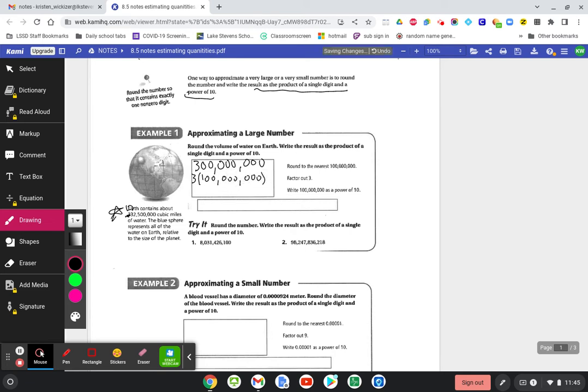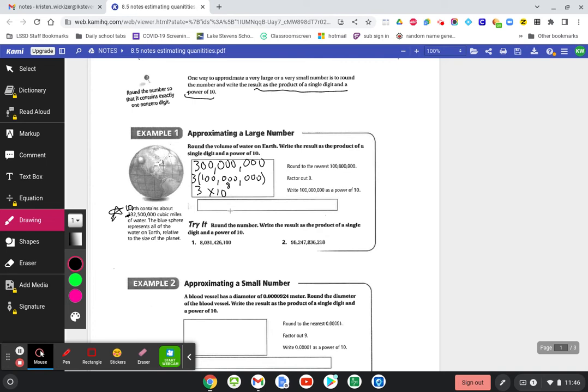Okay, so next up, we're going to think about this number right here, and we're going to count how many zeros there are. So there's 1, 2, 3, 4, 5, 6, 7, 8 zeros. So I'm going to keep the 3, and then I'm going to do times 10, and I'm going to put the exponent to be the same number as how many zeros there were. So 3 times 10 to the 8th power. Because if you were to do 10 to the 8th power in your calculator, that's basically saying you would have 8 zeros after it. That's the nice thing about powers of 10.